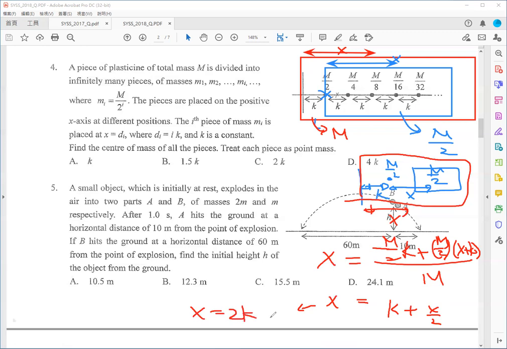There's one question in HKPhO. You can make use of the same trick to do it. So whenever you see a system involving infinite objects, you just make use of the same trick. Okay, so for the part on center of mass, that's it. Nothing else you need to know. You save it or capture your screen.